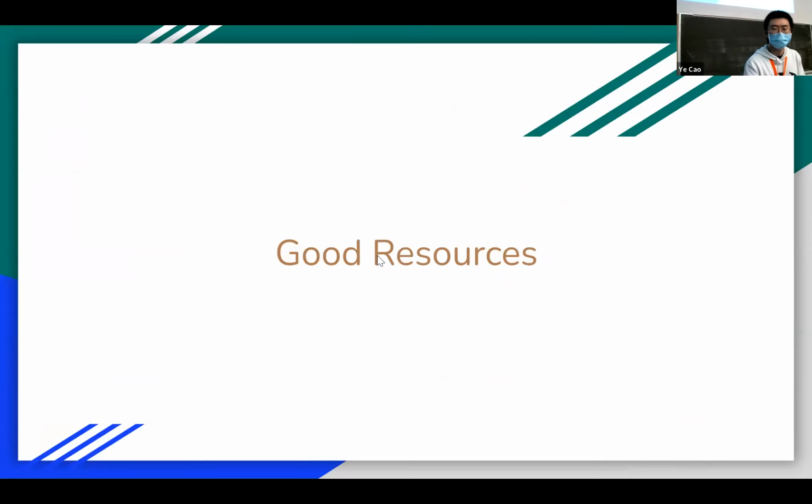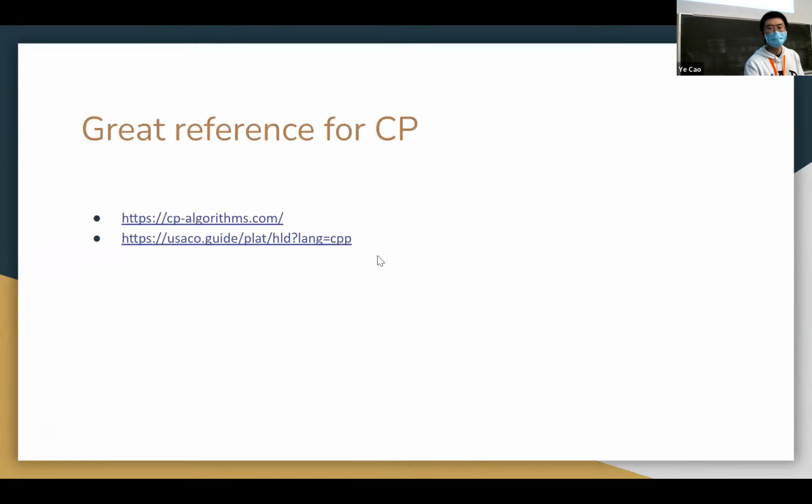Finally, some good resources about where you can learn algorithms and data structures. cpalgorithms.com is an excellent tutorial website. You can find both the explanation and implementation of classic algorithms and data structures in programming competitions. The second source is USACO.guide. USACO is the USA Computing Olympiad, so it's the informatics Olympiad in the USA.